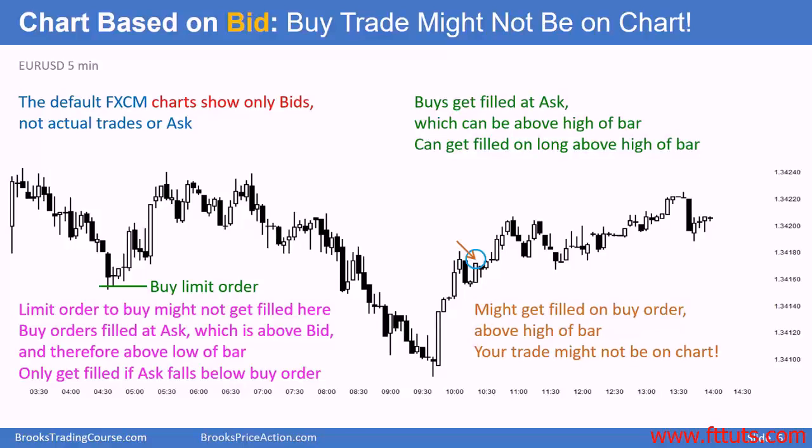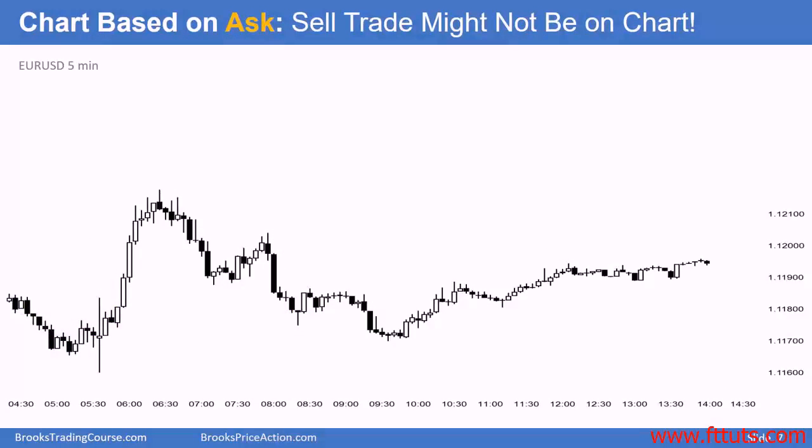You can place a limit order to buy here. You can see the bar dip below your price, and you do not get filled. If it was a stock chart, you would get filled. But because this chart is based only on bids, you're not necessarily going to get filled. And you have the opposite problem if you choose instead to have your charts based upon the ask. Your sell trade may not be on the chart.